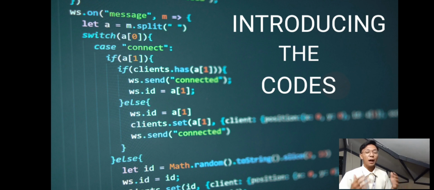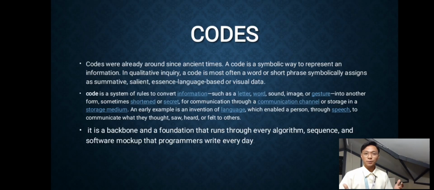And now, I am going to introduce you to codes. Codes were already around since ancient times. A code is a symbolic way to represent information.